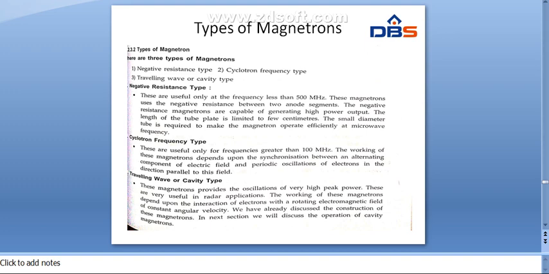The third one is the traveling wave or cavity type. These magnetrons provide oscillations of very high peak power, so they are useful in radar applications. The working of these magnetrons depends on the interaction of electrons with a rotating electromagnetic field of constant angular velocity. So these are the different types of magnetrons: negative resistance type, cyclotron frequency type, and traveling wave or cavity type.